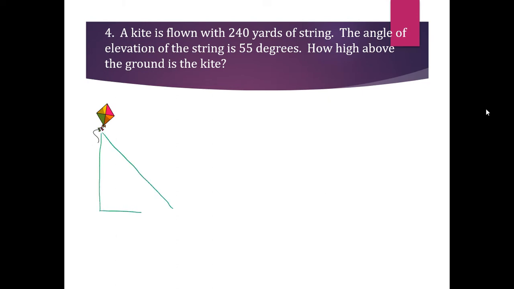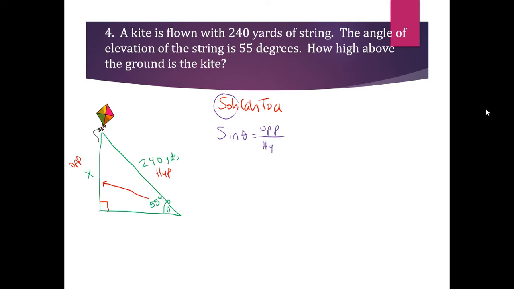The string itself, we're going to go ahead and plug in the information, is 240 yards of string. We know the angle of elevation, which is 55 degrees, and we're looking for how high above the ground the kite is. So the x is our opposite, and across the 90 again is our hypotenuse. So again, sine is opposite and hypotenuse, so that is what we're going to be using. Plugging in our information, we know that sine of 55 is going to equal x over 240.